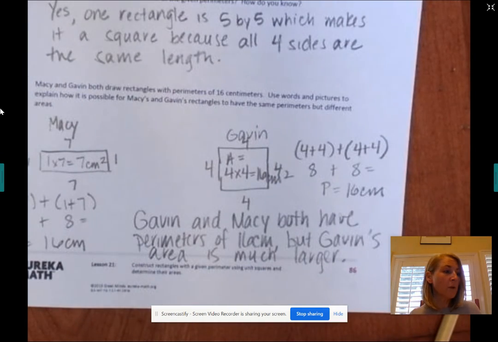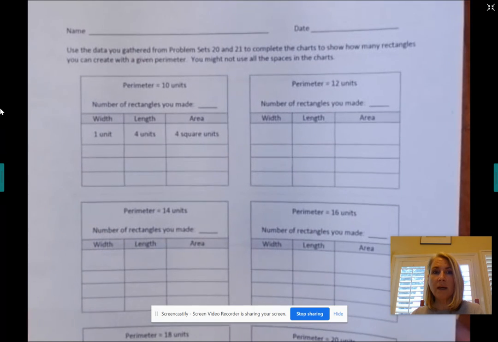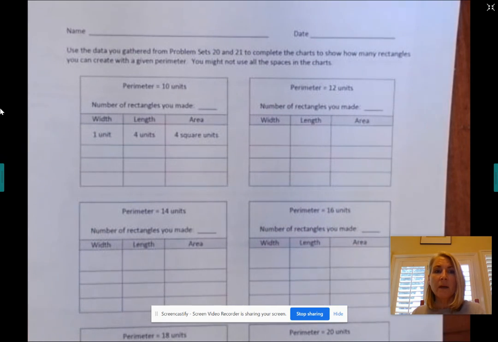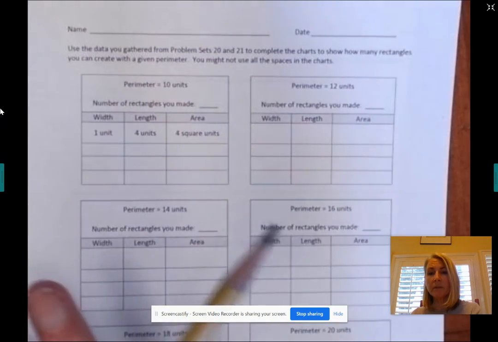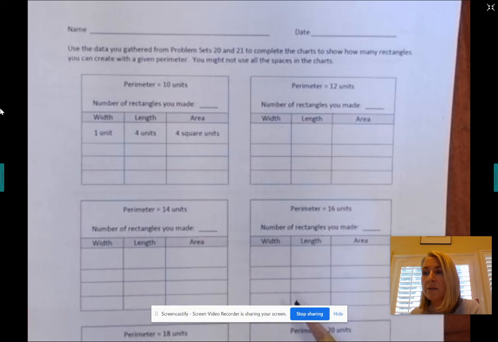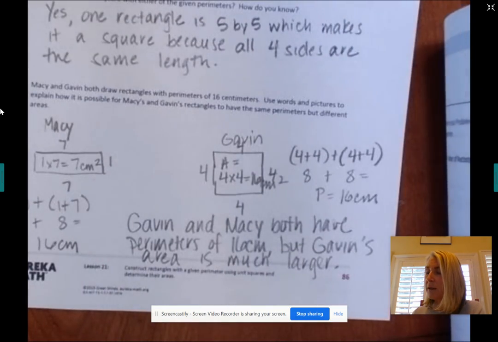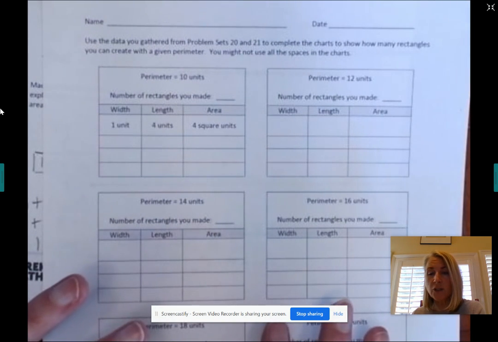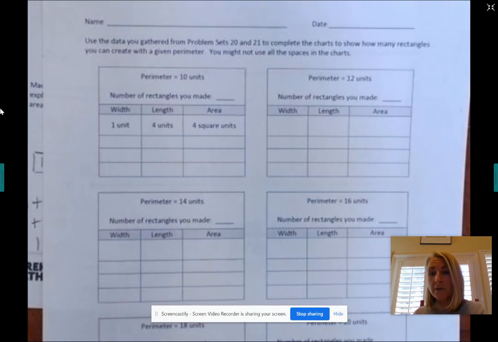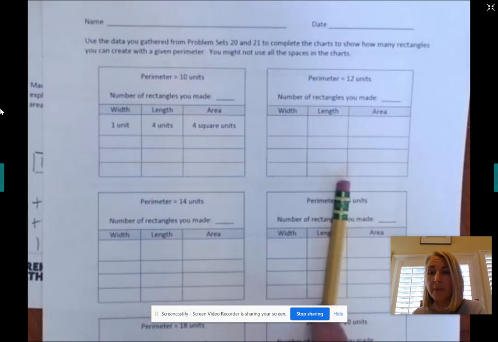Now, with lesson 21, there is this data sheet that goes with it. And this is going to kind of build into lesson 22, which focuses more on line plots. So what we're going to do is save this data sheet for tomorrow's lesson. We'll fill it in and then we'll work on the line plots from there.